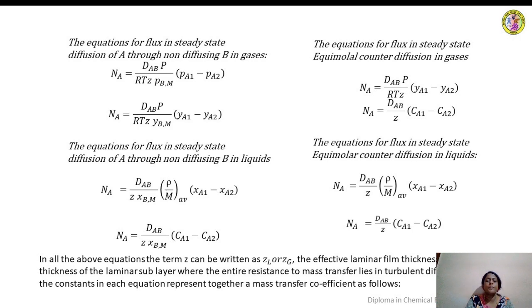So there is another equation for the same case. Na is equal to DAB P square by RTZ PBm into Ya1 minus Ya2. So in the same way, for the other cases of diffusion, that is steady state equimolar diffusion in gases, and the two cases of diffusion in liquids also, we derived the various equations as I have listed in the given slide.